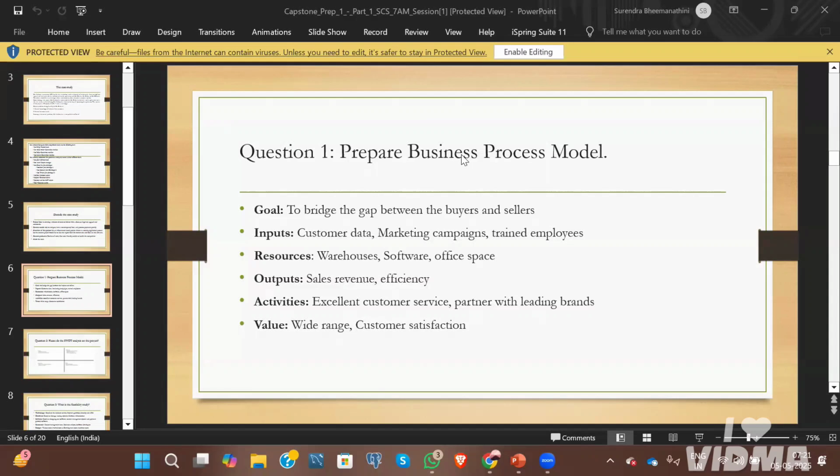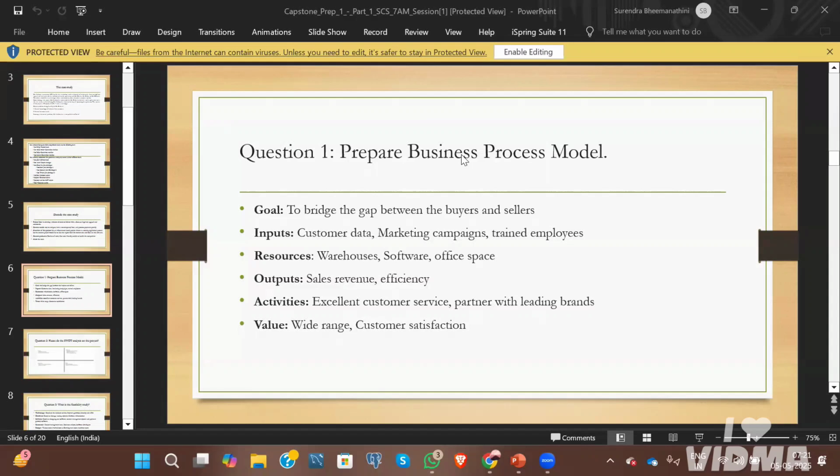So by defining them, you will be letting them know what is your project goal, what are the inputs you are taking for this project, what are the resources that you are using for this project, what are the outputs you are expecting, what are the activities you are doing, and what is the value you will be providing to the end customer.